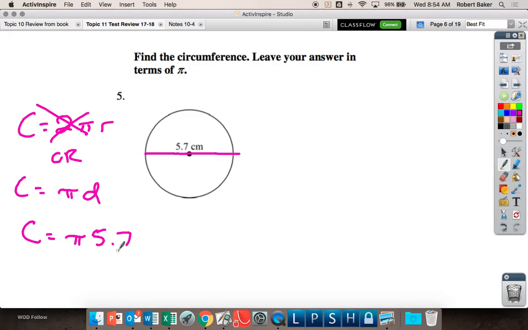So your answer will look like this. Pi. Just switch them around.